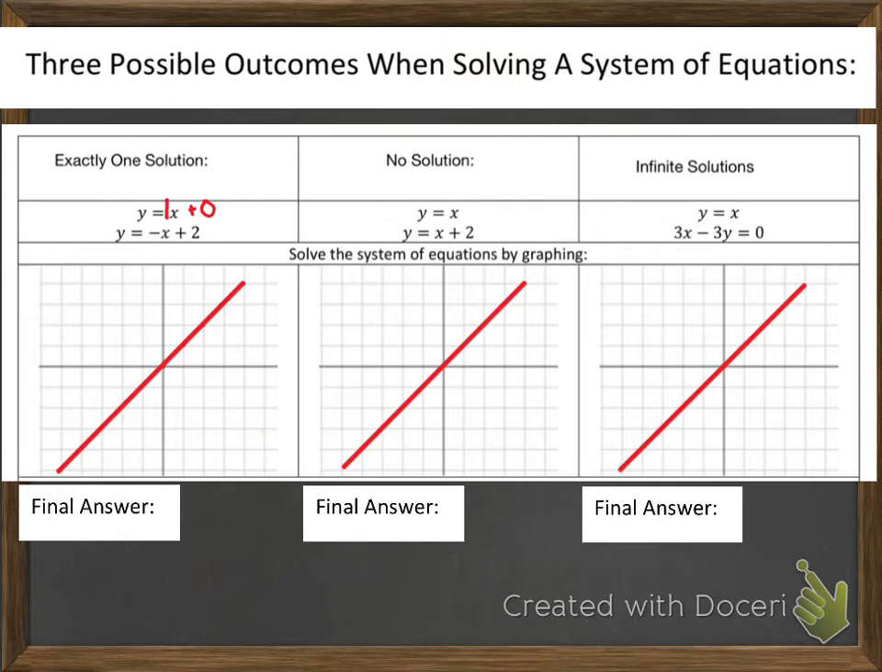Okay, so again, I've graphed the line y equals x on all three graphs. For exactly one solution, we also have this other equation, and this other equation says y equals negative x plus 2. So 2 is the y-intercept, so we're going to start at positive 2. The slope is negative 1, right? So if the slope is negative 1, remember we can rewrite that as negative 1 over 1.